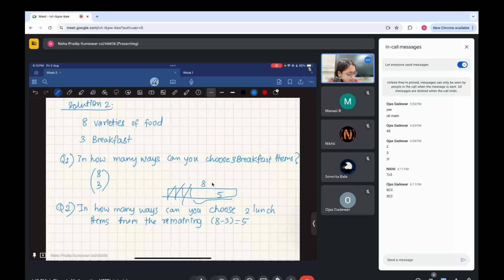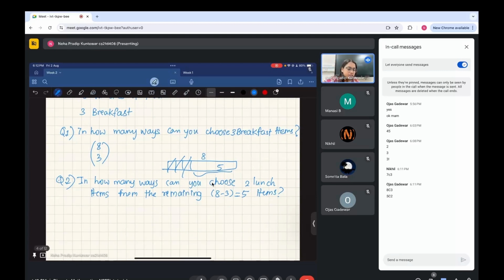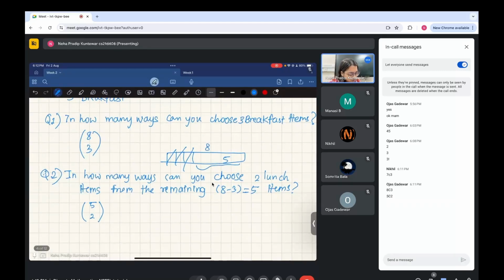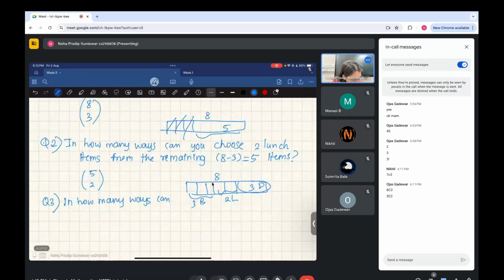Okay. So I see an answer, which is 5 choose 2, which is correct. So the idea is the same, the order does not matter, hence you use combinations. And now you had 8 items, 3 of them were for breakfast, 2 of them you chose for lunch, and now you're left with 3 items and you want to use them for dinner. So the question that I'm asking now is, in how many ways can you choose 3 dinner items out of the remaining 8 minus 3 minus 2, which is 3 items?